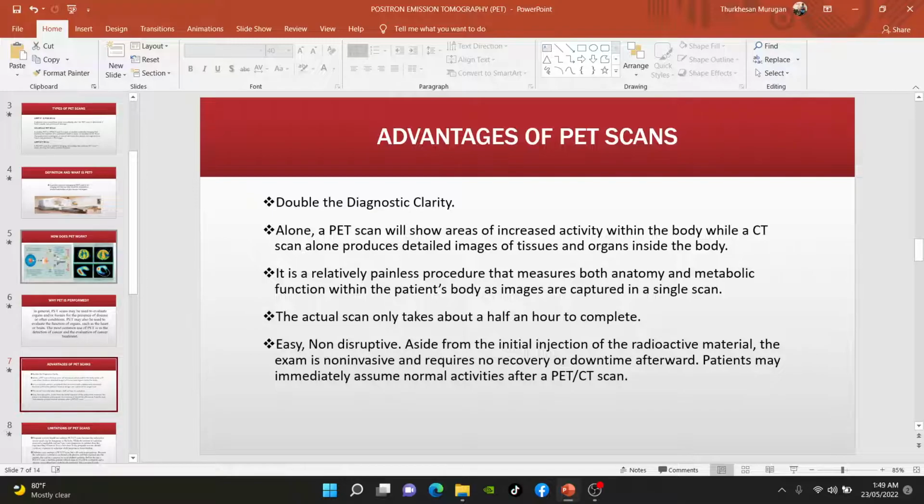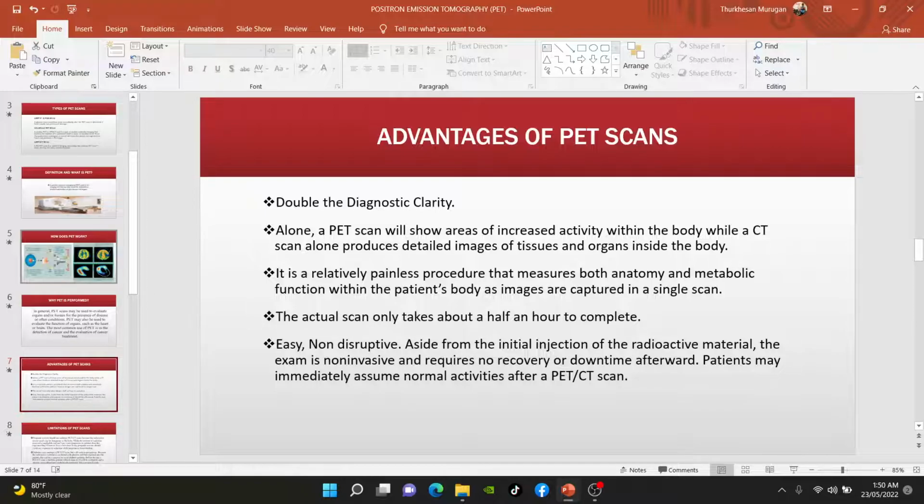The first advantage is double the diagnostic clarity. So clearly, a PET scan and a CT scan show different things, and when combined, patients have twice the diagnostic benefits. Alone, a PET scan will show areas of increased activity within the body, while a CT scan alone produces detailed images of tissue and organs inside the body. So together, the scans allow our doctor to see exactly where the issues are and what may be contributing to them. It can also help differentiate between a cancerous and non-cancerous mass in the body.